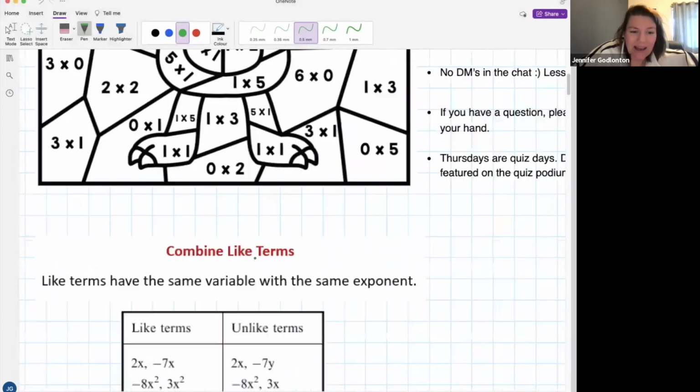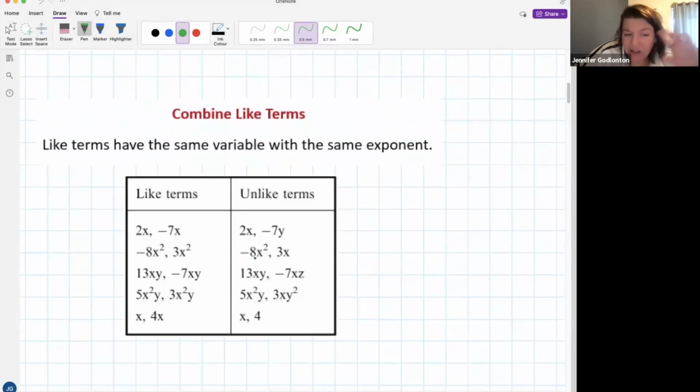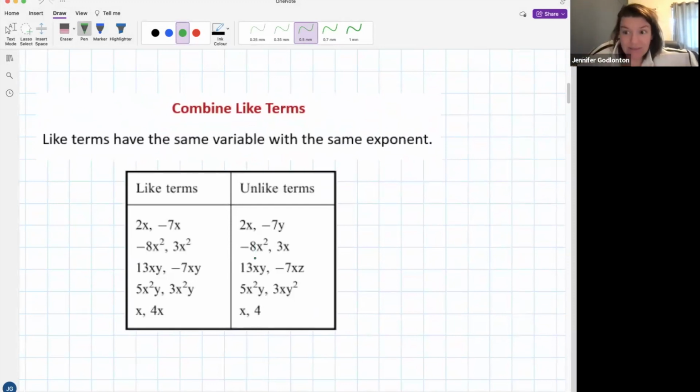When we are talking about like terms, they are very, very particular, okay? They have to have the same variable and the same exponent. So if you look here, there's an x, and this one also has an x. Because those both have x's, they would be like terms. So 2x and negative 7x are like terms.